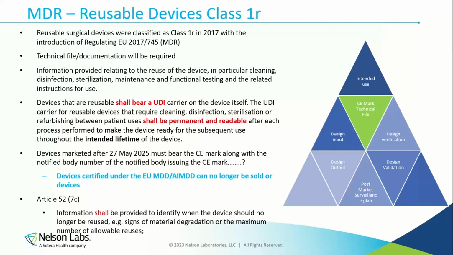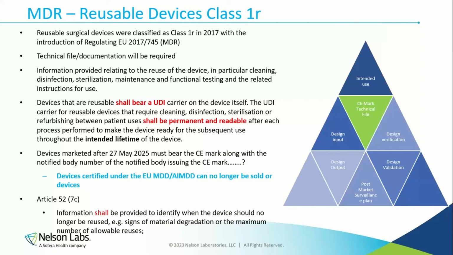This takes me to my last slide for MDR. This is for reusable devices, class 1R. So this is how reusable devices are classified for the MDR. We're classification 1R. And things to look for, right? You need to have a validation in your technical file. All of the validation that we talked about for reusable devices now has to be validated. Not verified, but validated, right?